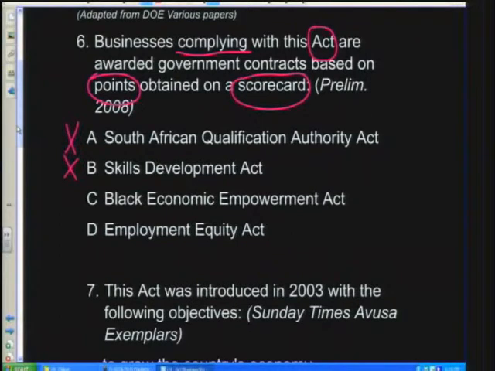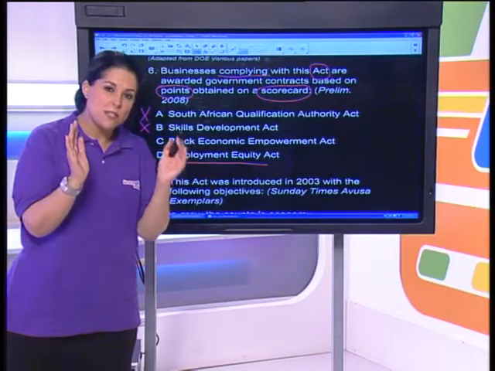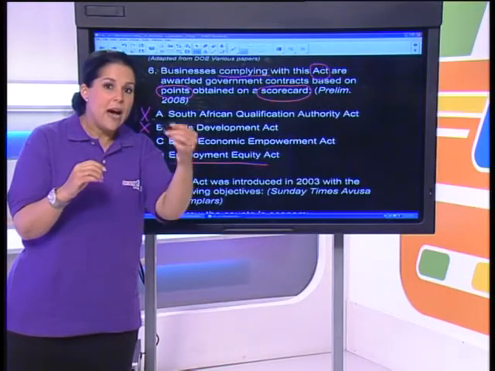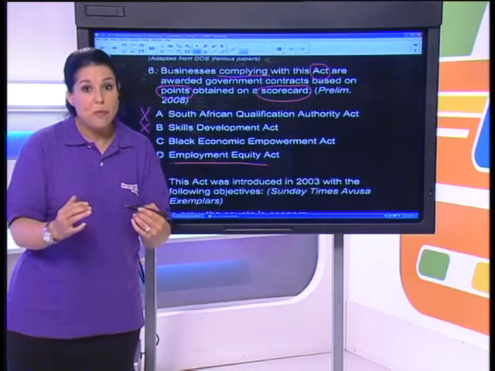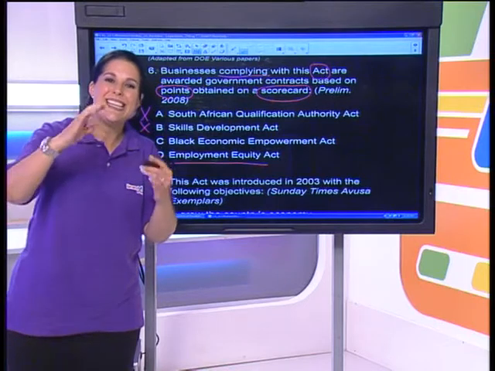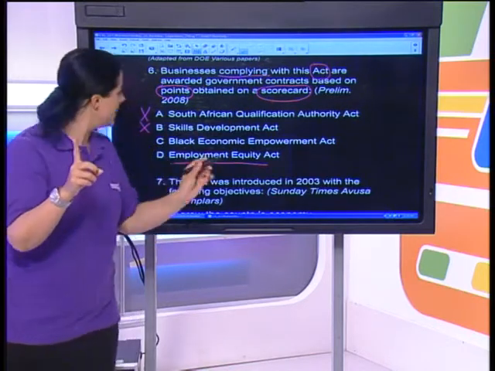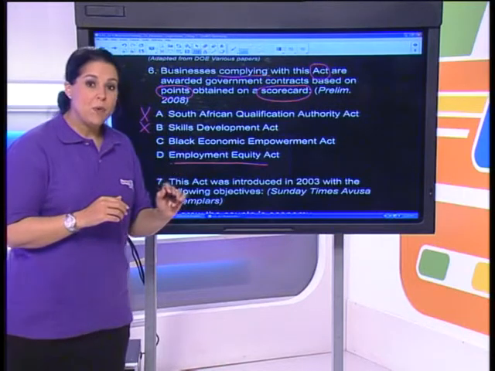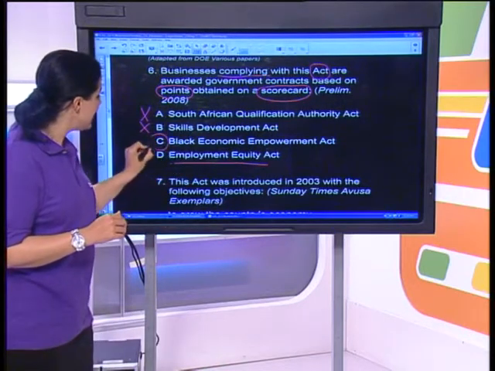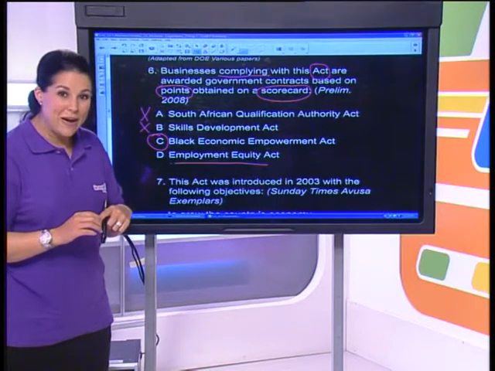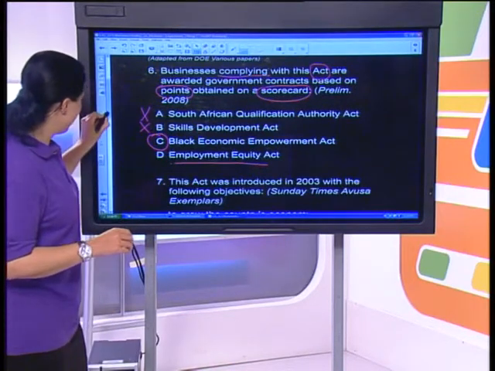Now, which one is it going to be? Because remember, the Black Economic Empowerment Act actually forms a part of my Employment Equity Act. Under the Employment Equity Act, we find the Black Economic Empowerment Act. And remember, I just said to you, this scorecard tells me how many people of color and how many white people I have, so that we can see if there's an equal spread of employees. So it goes hand in hand with Black economic empowerment. All right, let's have a look here.